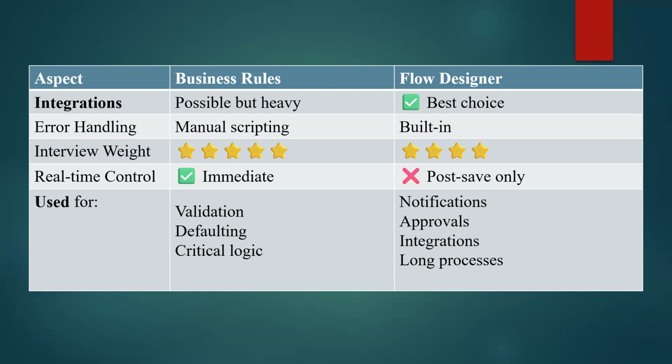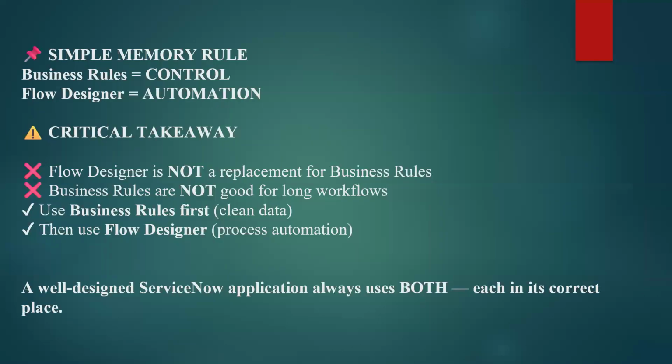Real-time control. Business rules immediately control before and during save, but flow designer only works after save. This is also a very important difference. Use business rules for validation, critical logic, and defaulting. Flow designer is for notifications, approvals, integrations, and long processes. We can simply say business rules control, but flow designer automates.